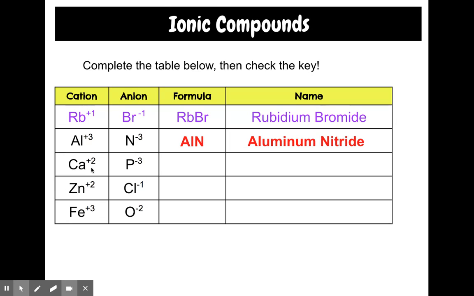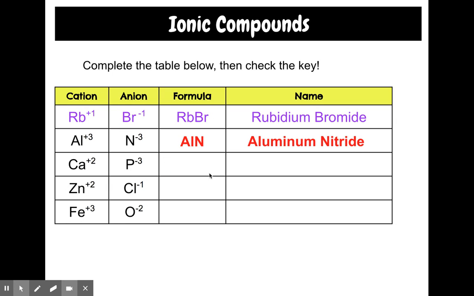The next one, calcium is +2, phosphorus is -3. So 2 and 3, to make those equal, 2 and 3 both multiply into 6. So if 6 is our total charge that we want, we would need 3 calcium atoms, because 3 times 2 would be 6. So calcium +2 +2 +2 would give you a total of 6. Phosphorus, for you to get a total of 6, you would need 2 phosphorus.